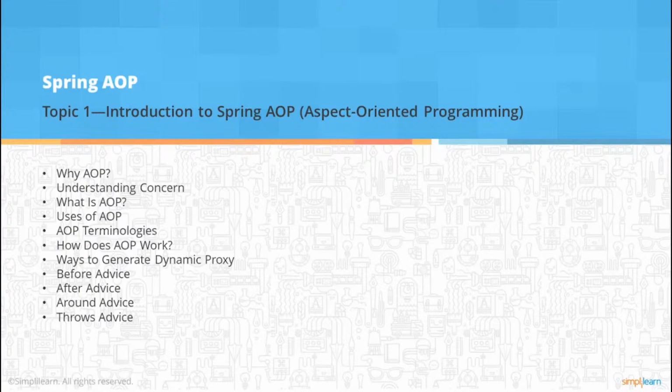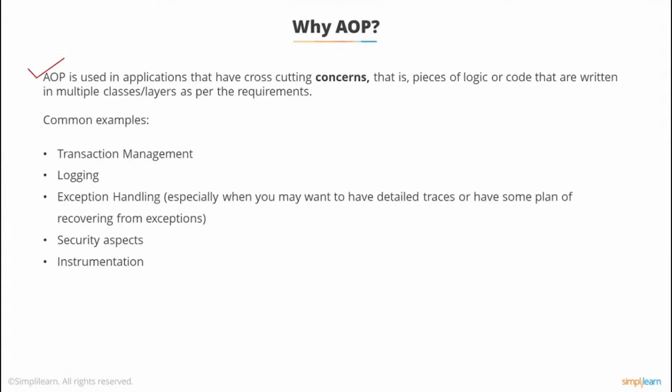Let's introduce ourselves to Spring AOP, or Aspect-Oriented Programming. AOP is used in applications that have cross-cutting concerns, that is, pieces of logic or code that are written in multiple classes and layers as per the requirement. Some common examples are transaction management, logging, exception handling, security aspects, and instrumentation.